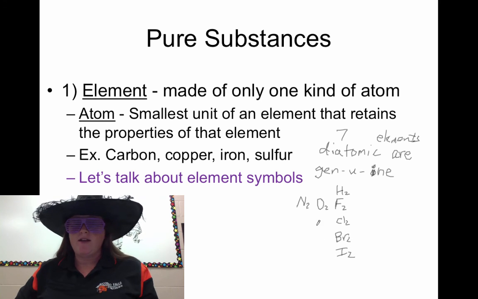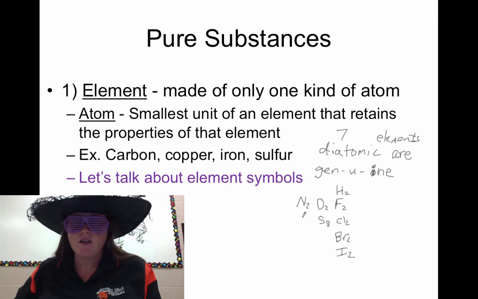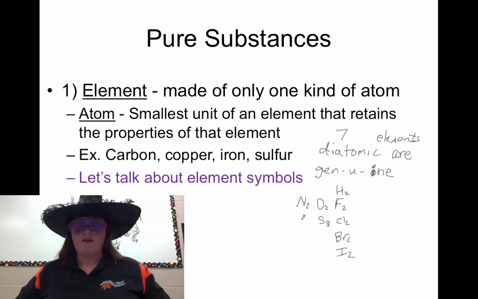There are 2 polyatomic elements. One is sulfur. The formula for sulfur is S8, most commonly. And the other is phosphorus, and the formula for phosphorus is P4.